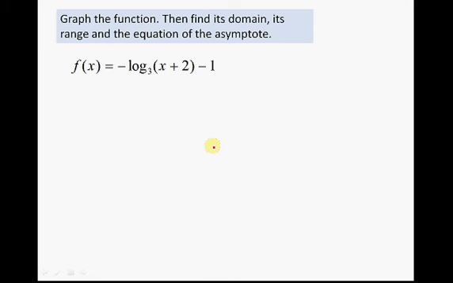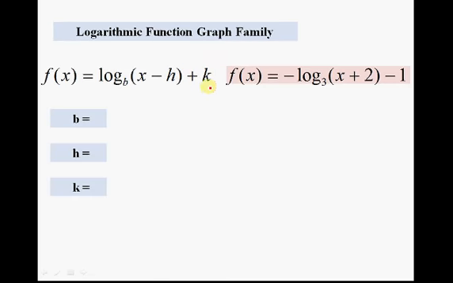f(x) equals the opposite, right? The opposite of log base 3 of the quantity x plus 2, minus 1. So what we're going to do first off is look at the logarithmic function family, and take a look at the general form, compare that to our function, and then identify some of the important components that will guide us to creating the graph and figuring out the range, domain, and asymptotic line.